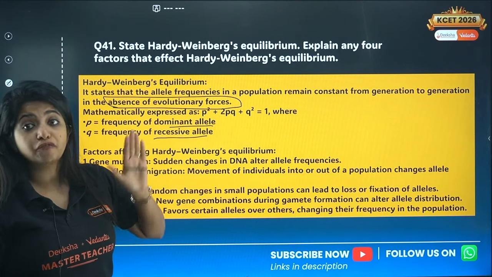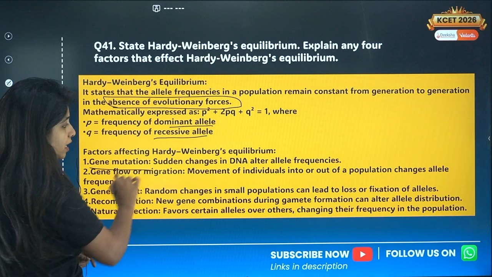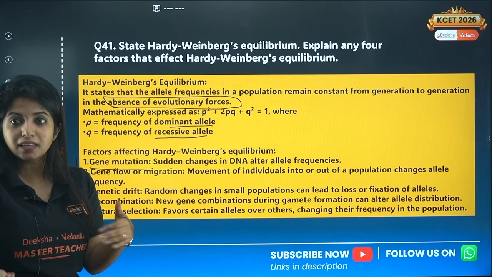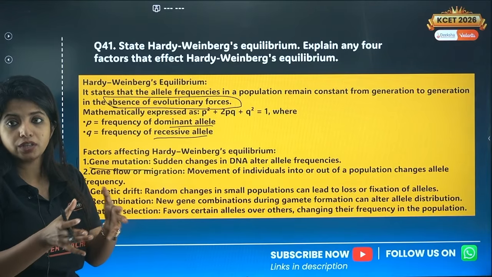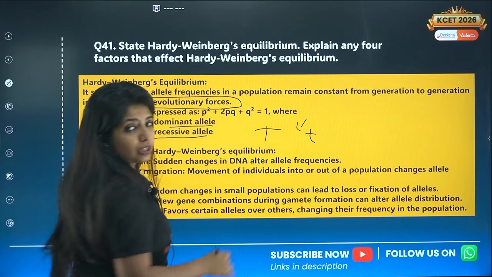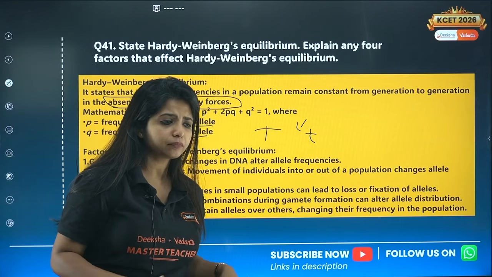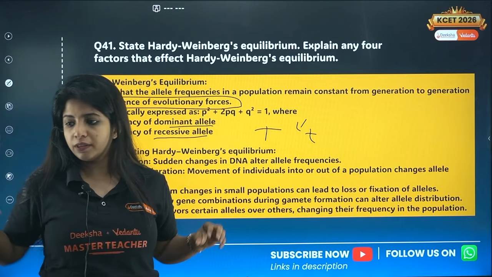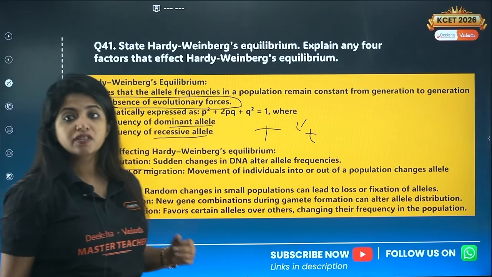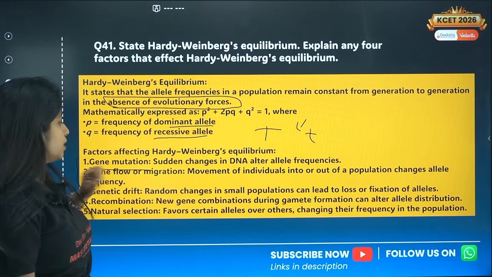Now the factors affecting the Hardy-Weinberg principle are what? Gene mutation: sudden changes can occur in the DNA, and that is how new things can arise, which will definitely change the allelic frequency. Suppose capital T and small t are there, and something else comes into the picture, then it can happen. Now gene flow or migration: for example, there are tall people in this area and short people in another area, but some short people came over here. Now you have alleles of the short people as well. That is known as gene migration, the movement of individuals into or out of the population, changing the allelic frequency.